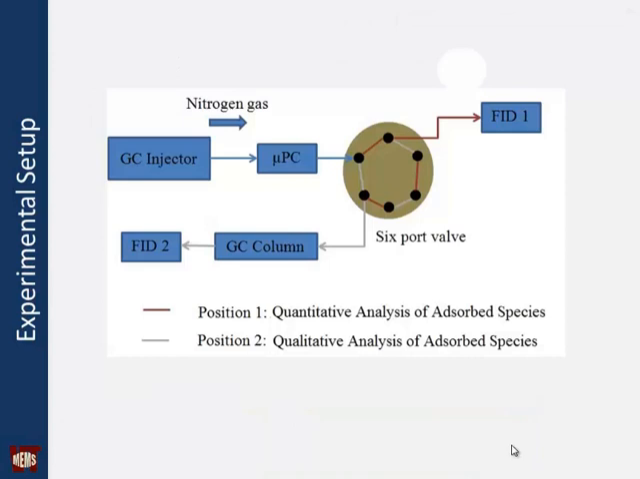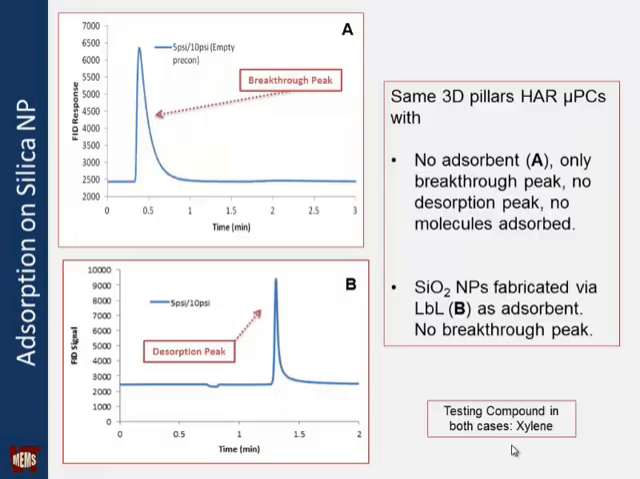In terms of the characterization conditions, we use commercial gas chromatography systems. As you see here, if we don't have any nanoparticles on our structure, it is just silicon, we get a very large breakthrough peak, which means that silicon by itself cannot adsorb anything. When we put in these silicon nanoparticles, we are able to adsorb xylene, and no breakthrough peak is observed. So we go to adsorption, and then we increase the temperature and go to the desorption stage.